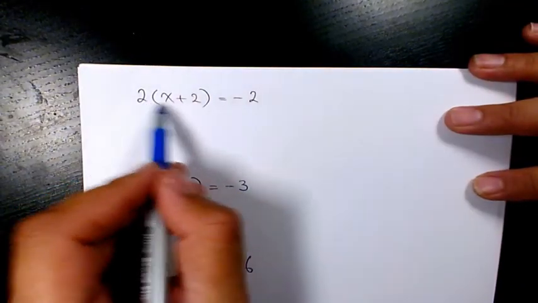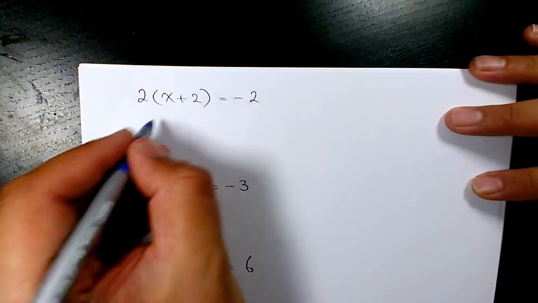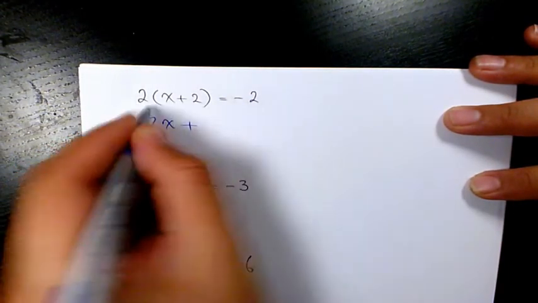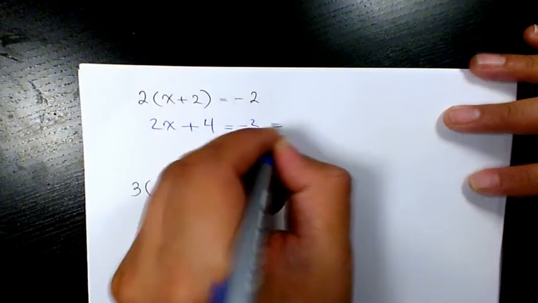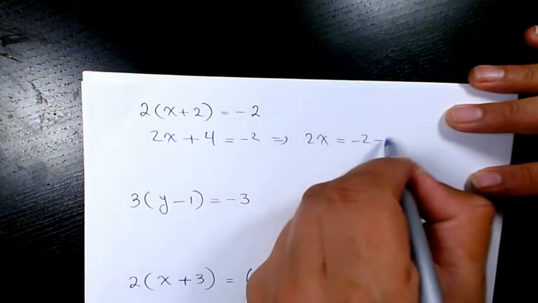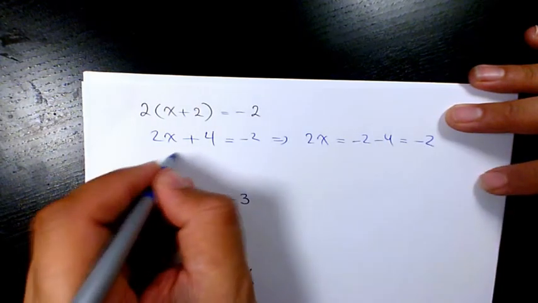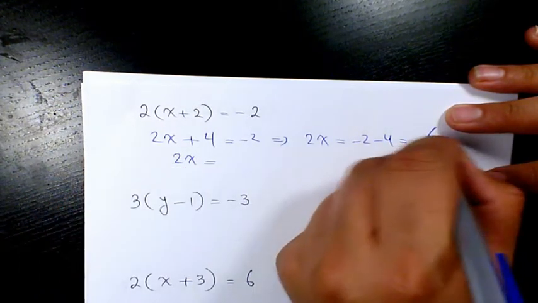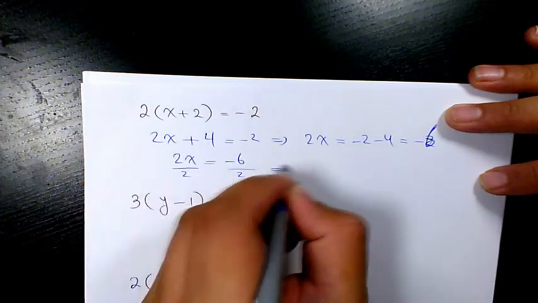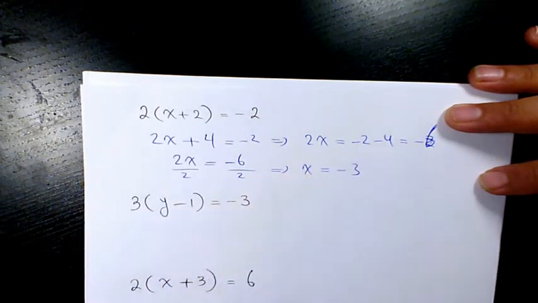Next one, 2 times x plus 2 equals negative 2. So I need to distribute it. 2 times x, 2x, plus 2 times 2, 4, equals negative 2. So I have 2x, 4, negative 2, negative 4, which is negative 6. So we have 2x equals negative 6, so I need to divide both sides by 2. So we have x equals negative 3.